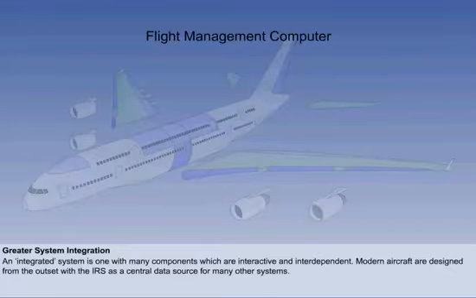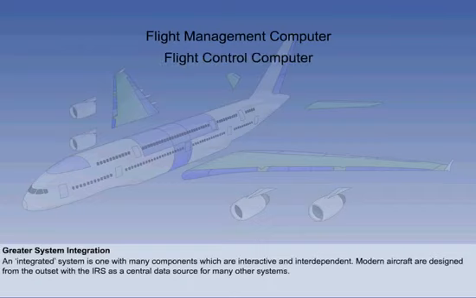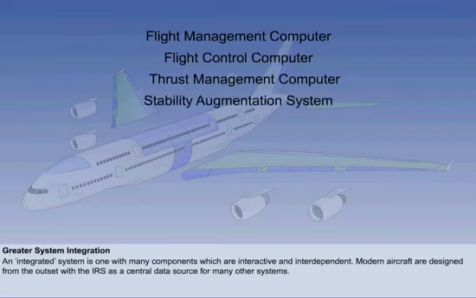Inertial information is used in the flight management computer, the flight control computer, the thrust management computer, and the stability augmentation system. If you have studied the yaw damper, you will know that traditional yaw dampers have their own rate gyro. However, this is no longer necessary if the information is available from the IRS.